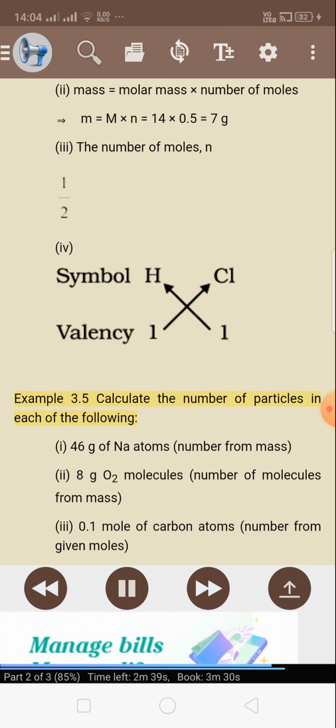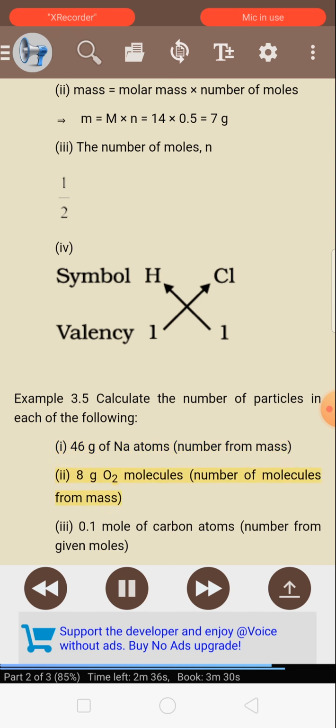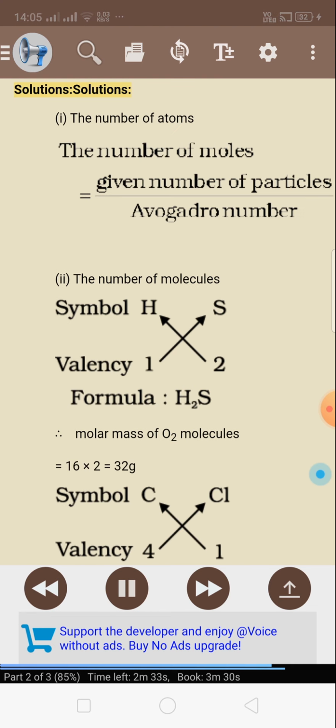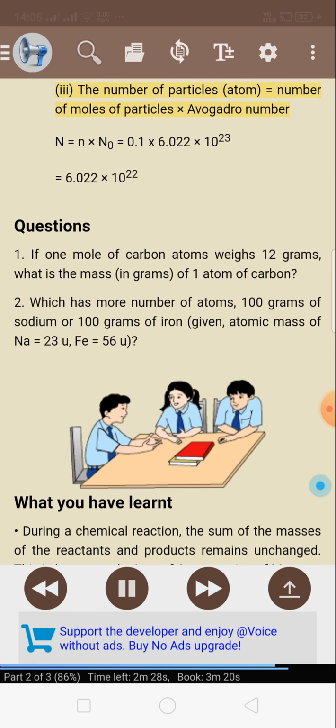iv. Example 3.5. Calculate the number of particles in each of the following. i. 46 grams of Na atoms, number from mass. ii. 8 grams O2 molecules, number of molecules from mass. iii. 0.1 mole of carbon atoms, number from given moles. Solutions. i. The number of atoms. ii. The number of molecules. Molar mass of O2 molecules equals 16 times 2 equals 32 grams. iii. The number of particles, atoms, equals number of moles of particles times Avogadro number. N equals n times N0 equals 0.1 × 6.022 × 10^23.